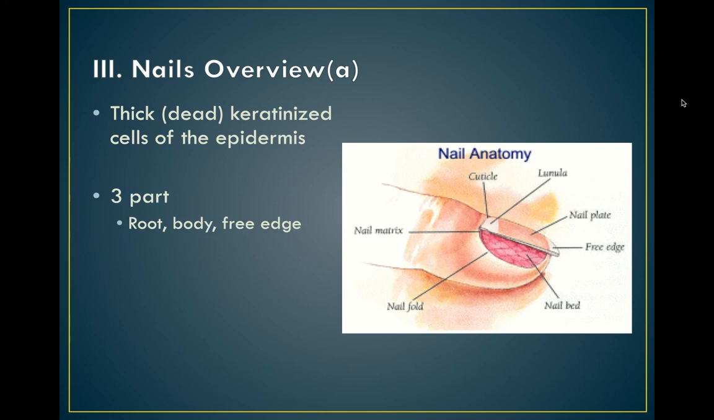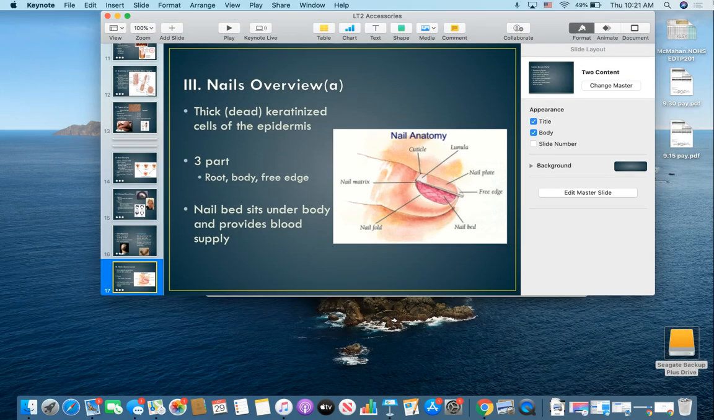There are 3 parts to your nail. There is the root, the body, and the free edge. And so you can find that on the diagram, the root, the body, and the free edge.